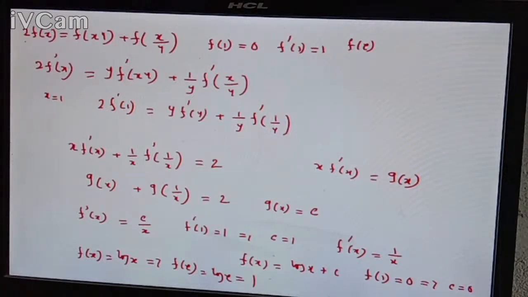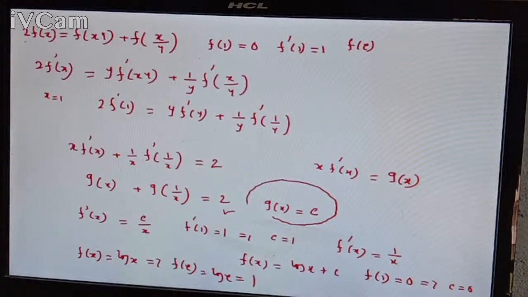Now in this problem, I think you guys will face some difficulties in that step, that if g of x plus g of 1 by x is equal to 2, then why is g of x a constant function? Please say something in the comment section if you have some idea about this. I'm waiting for your answer.